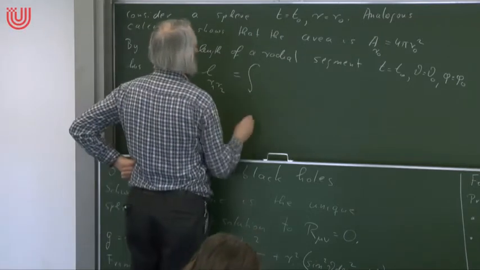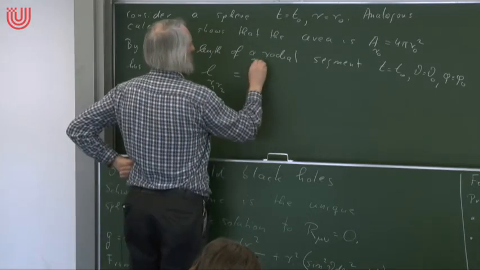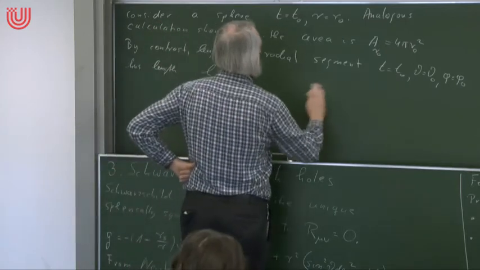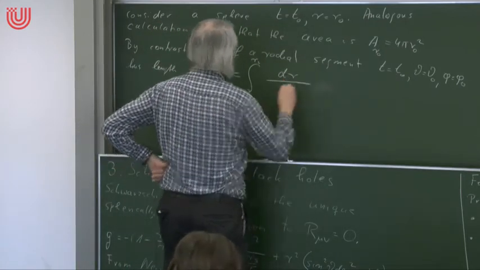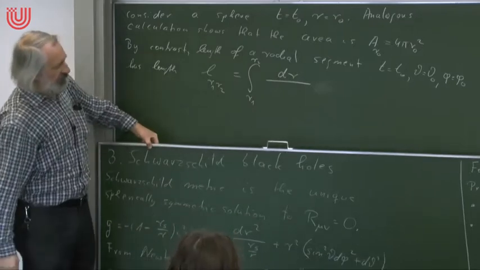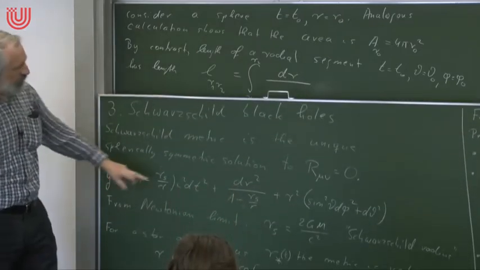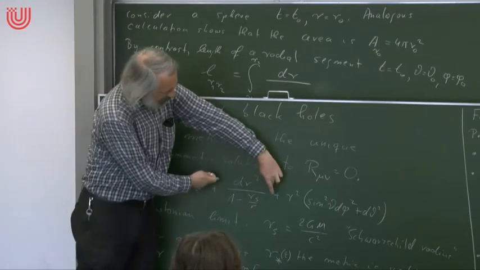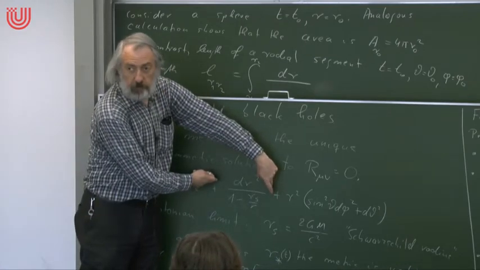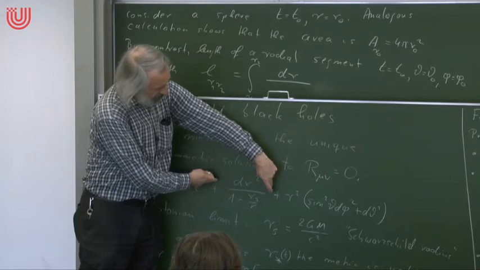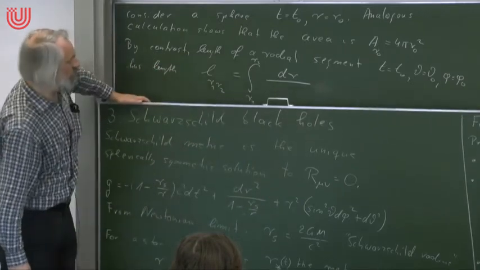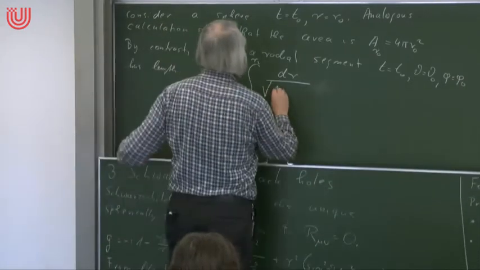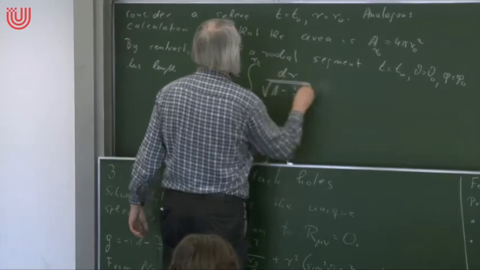So this would be, I have to integrate over r, and now I have to read the length measure again from the metric. So this time I have to take the square root of this term here. Yeah? If I have such a length segment, only this quantity is relevant. All the other things are 0, and I have to take the square root. So I get square root of 1 minus rs over r.